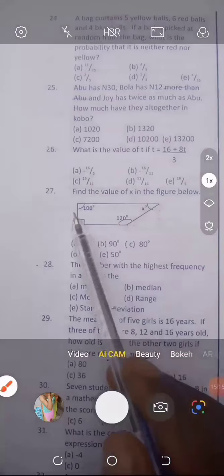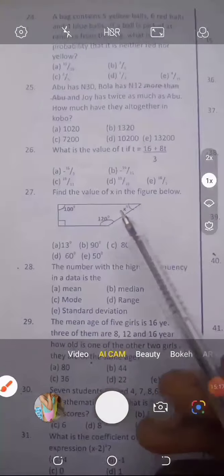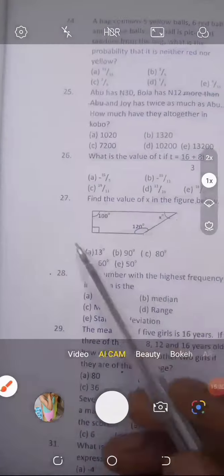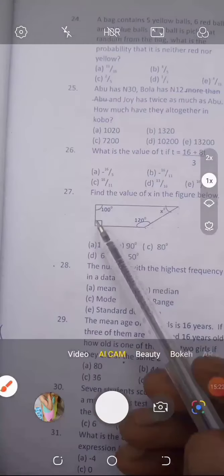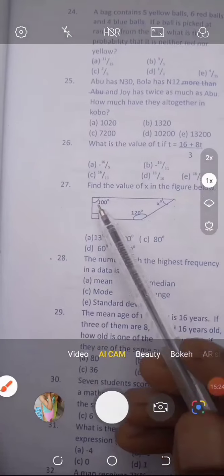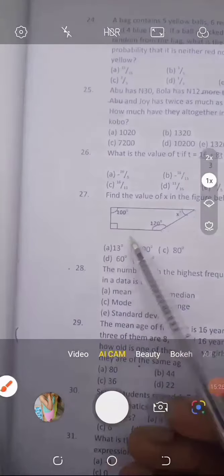Now, I told you in one of the videos that when you have a shape like this, it is a quadrilateral. This is a quadrilateral because it has 4 sides, 1, 2, 3, 4 angles rather.